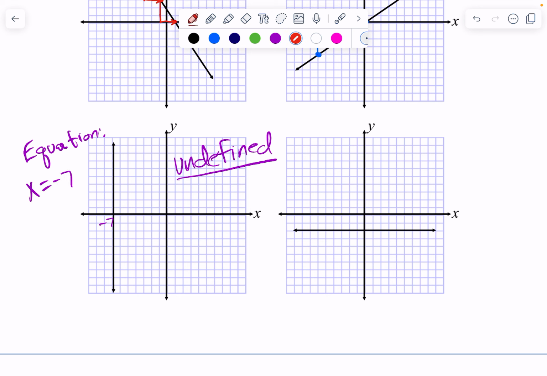And for the last example here, I have a horizontal line going through the y-axis at -2. That's the y value here that it's going through. And when you have a horizontal line going through the y-axis, it does not touch the x-axis. So therefore, the equation for this particular line would be y equals -2. And the slope, of course, would be 0.